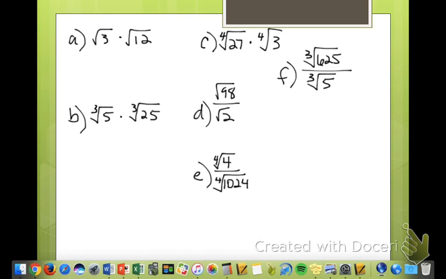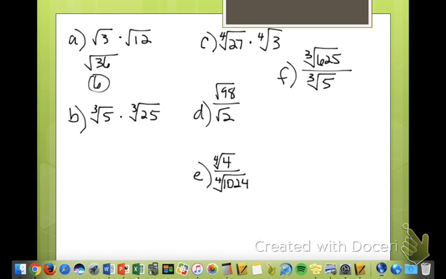So we're going to take the square root of 3 times the square root of 12. It's a property that if the roots are the same, they're both square roots, you can combine the numbers underneath. So we can rewrite that as the square root of 3 times 12, or 36. And then the positive square root of 36 is 6.